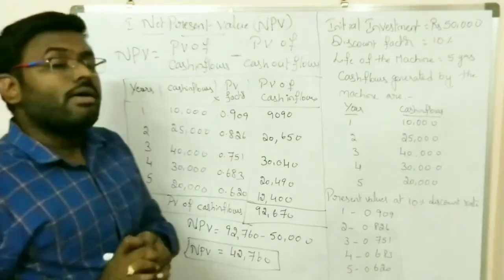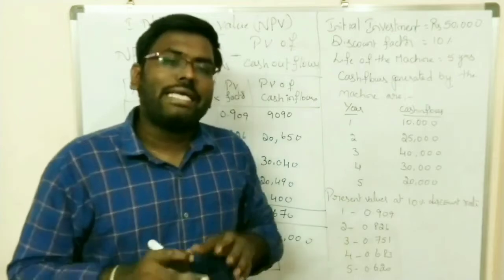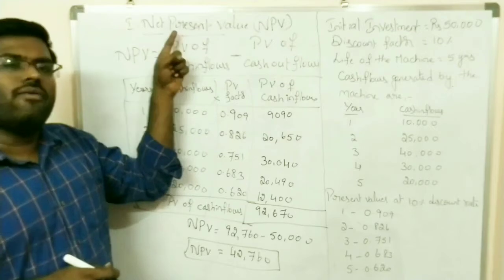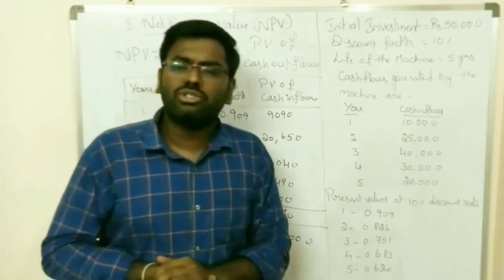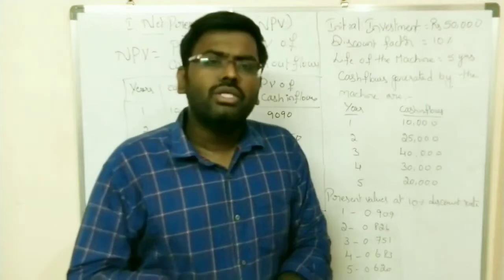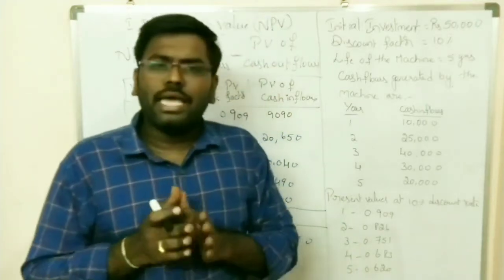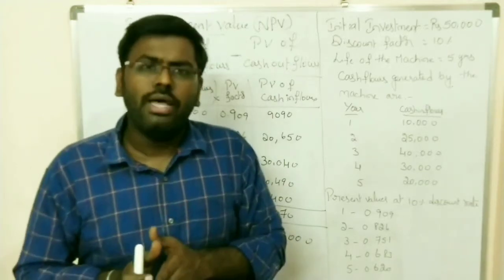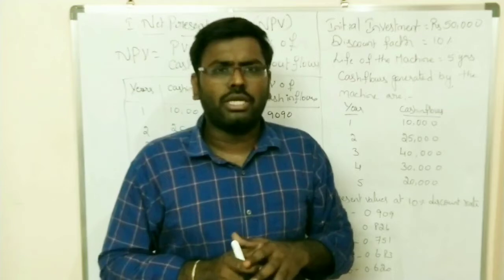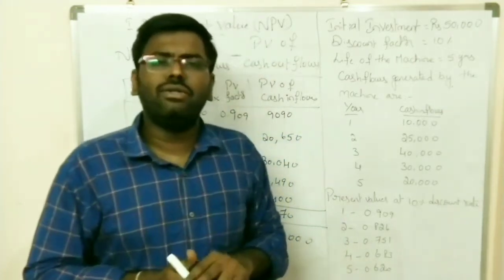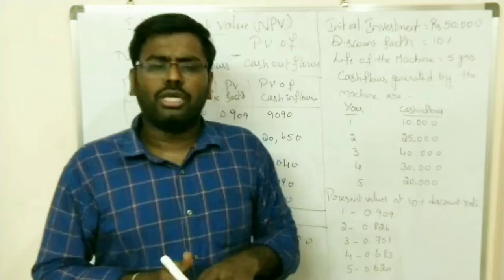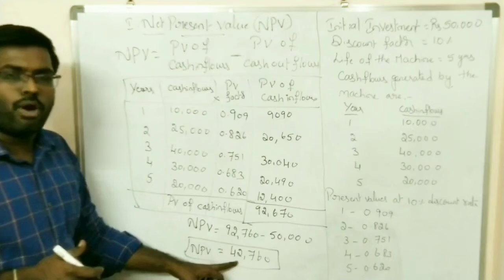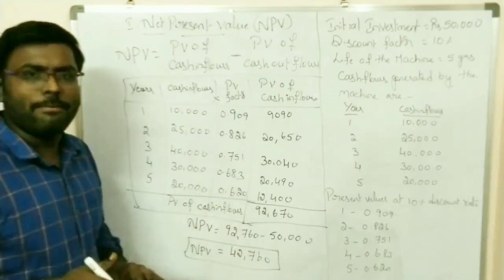Now we have to suggest whether the machine should be accepted or rejected by the company. We have certain acceptance and rejection rules for net present value. What are those rules? If the NPV value is positive or zero, then we will accept the project. And if the NPV value is negative, then we will reject the project. In this problem, the NPV value you are getting is positive. So we can accept the machine.